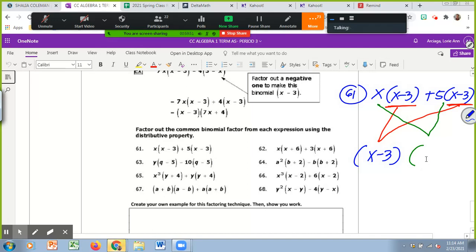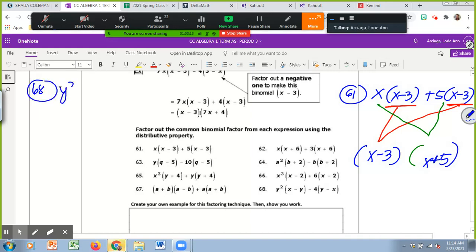X plus 5. And that's the final answer. You don't have to do anything else. You just have to bring down their common factor, which is x minus 3. That's your GCF. It's a binomial. And then you put the outliers together. Okay? But what if, look at number 68.